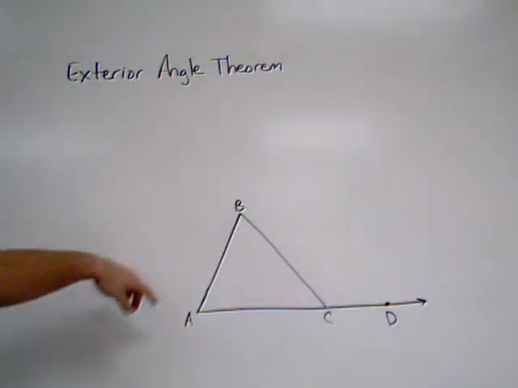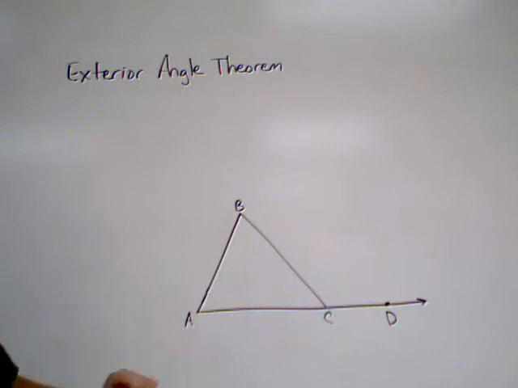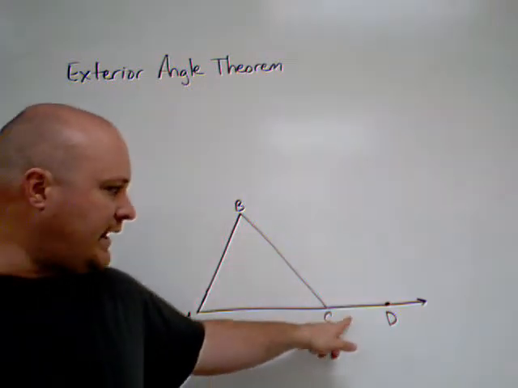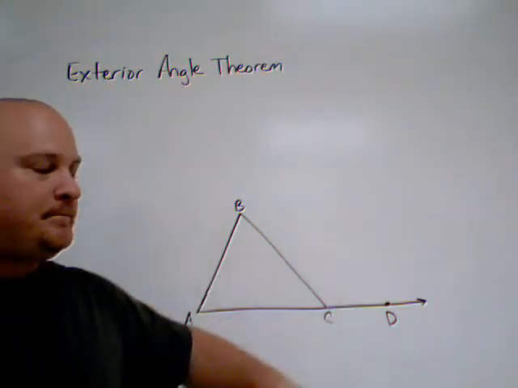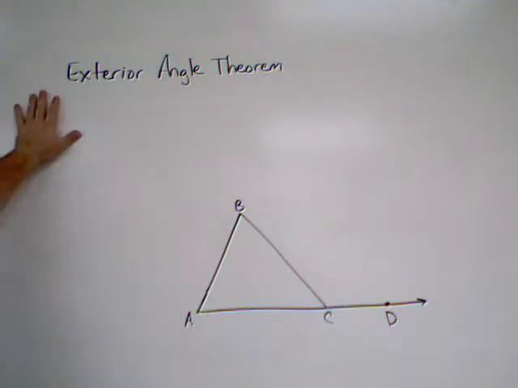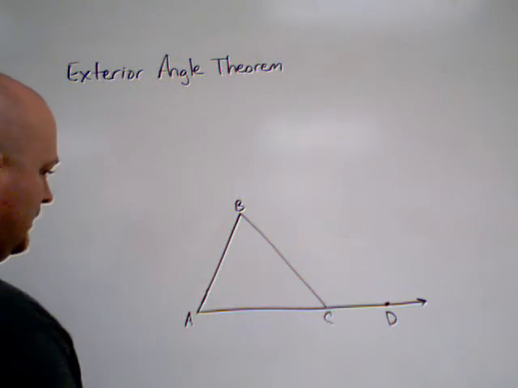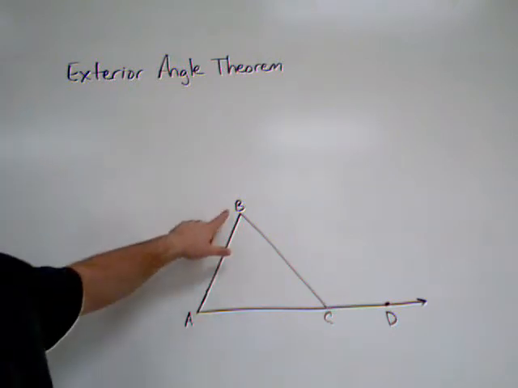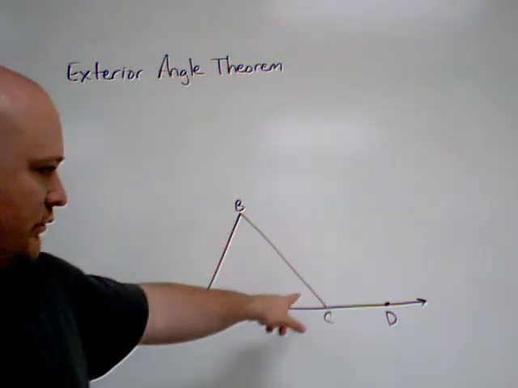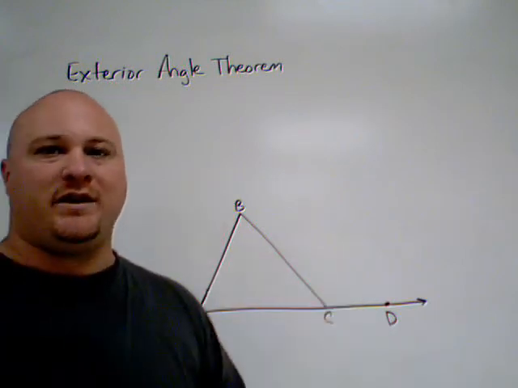We're going to start with a triangle, ABC, and we're going to extend one side out past point D here. Now, what the exterior angle theorem says is that the sum of the remote interior angles, which in this case would be A and B, if you add them together, you will get your exterior angle. They will be the same.